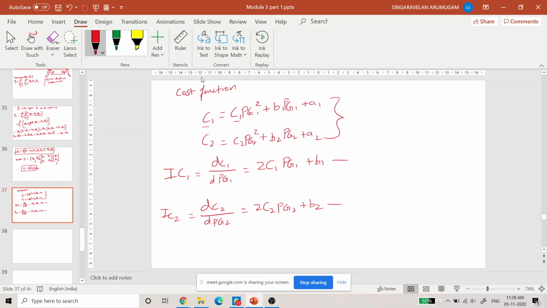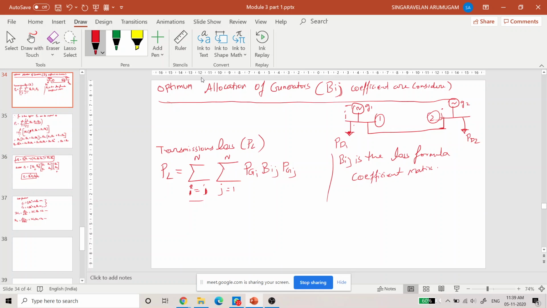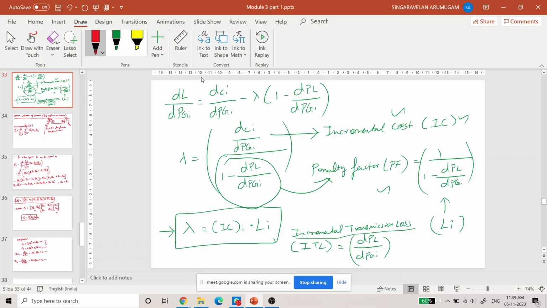And then if I apply this value we got from this PL, okay. So next we are going to see one more term, a missing term. What terms are we missing? We got the normal cost and incremental cost, but we need to find out the incremental transmission loss, that is nothing but ITL. We will get this by differentiating the loss equation with respect to the generator.